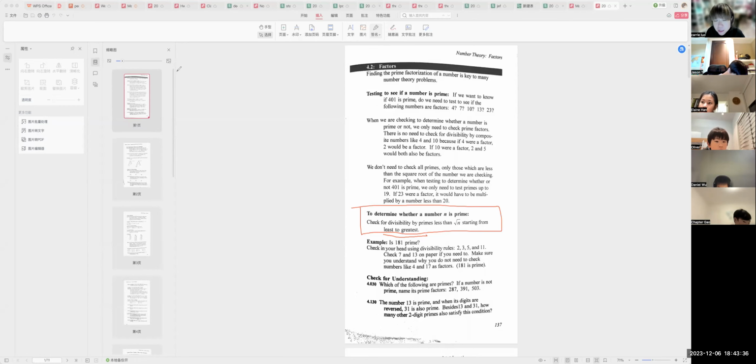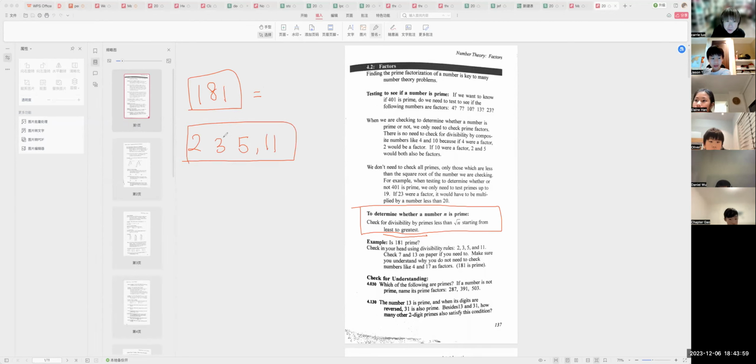Okay, so everybody, let's take a look at this. How do we use this to determine whether a number is a prime or not? For instance, if we have the number 181, we don't have to check all the way. You can check 2, 3, 5, 11. We know the divisibility rules. They're not qualified, right? Because it's not an even number, the digit sum is not divisible by 3, the last digit is not 0 or 5, and 1 minus 8 plus 1 is not divisible by 11. So all of them are gone.